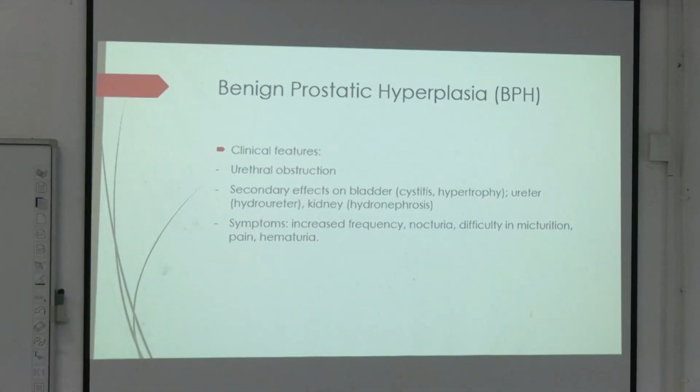So now clinical features, as I told you all, the patient will have urethral obstruction. So because of which he will have incontinence, okay? Urinary incontinence. And other symptoms will be increased frequency, nocturia, difficulty in micturition, pain and very rarely hematuria, okay?